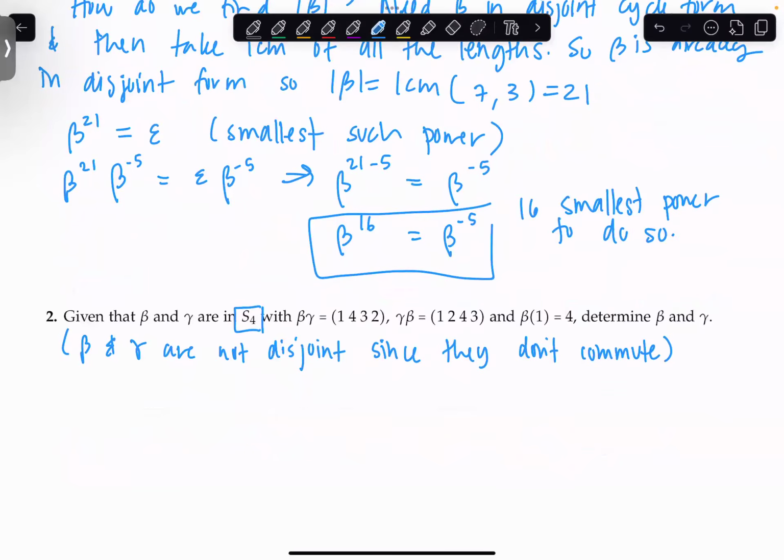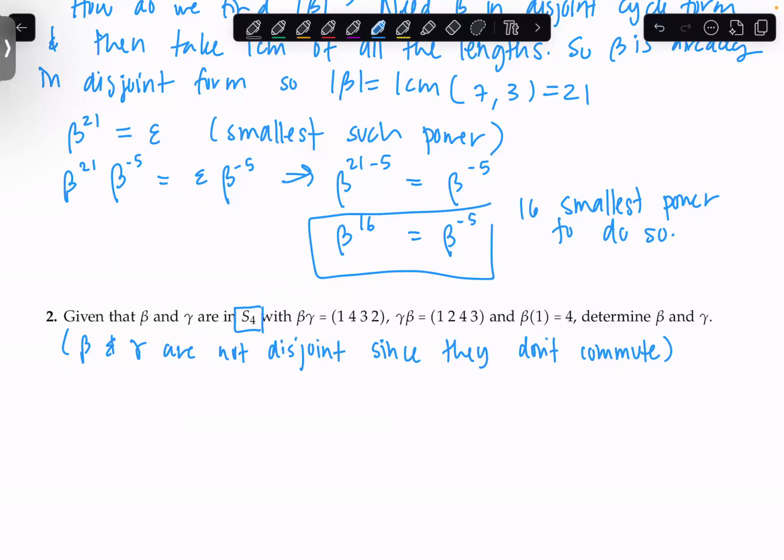Okay, the only other fact that we know is how beta sends 1, or what the image of 1 is under beta. I know if I plug 1 into my function, I'm going to get back 4. And it turns out this is just enough information for me to completely determine what the 2 permutations are. So I can completely tell you what each thing sends 1 to, what each sends 2, 3, 4 to. That completely determines what those permutations are, because I'm working inside of S4.